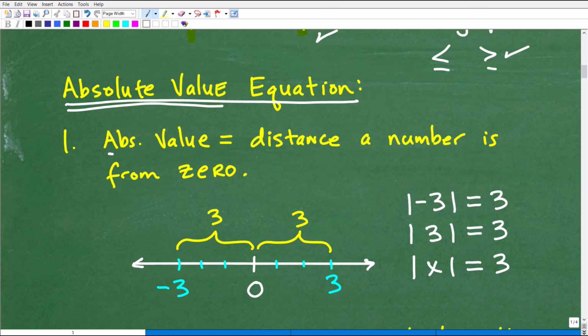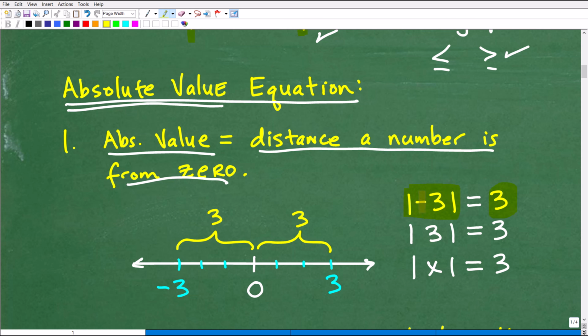All right, so absolute value in general, the definition of it is effectively the distance a number is from zero. So if somebody was to say, hey, what's the definition of absolute value? It's the distance a number is from zero. So let's take a look at two problems here. If I said, what's the absolute value of -3? If I just had that as a question, most of you would say, oh, it's 3.